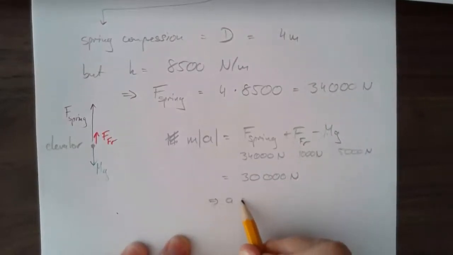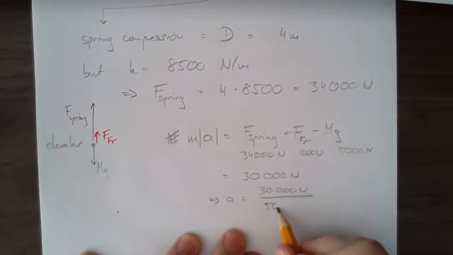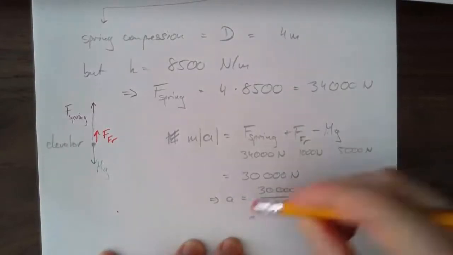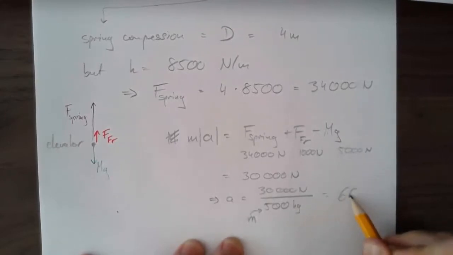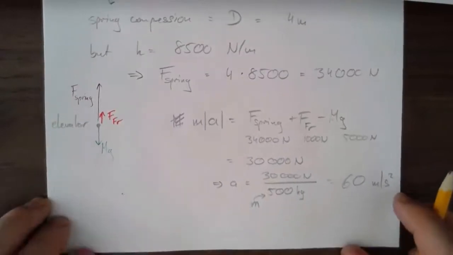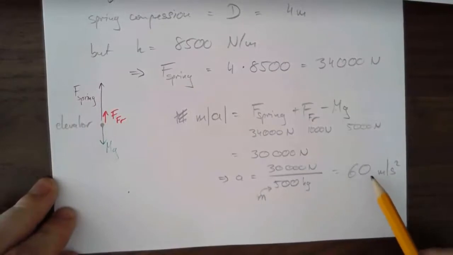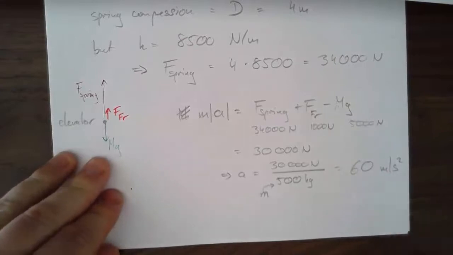That implies a is going to be 30,000 newtons divided by the mass. The mass is 500 kilograms. Right, this is my m. That comes to 60 meters per second squared. So that's a lot. That acceleration, you can already anticipate, is probably going to hurt. Right? It's 6 times the acceleration due to gravity, but actually it's survivable. It's going to hurt, but you're going to be okay, probably.